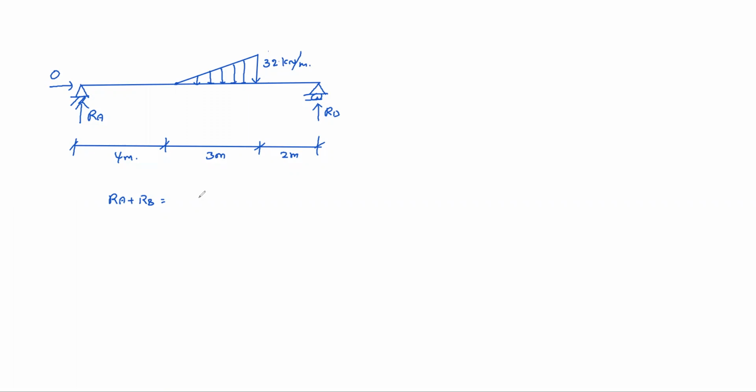Total downward force is the uniformly varying load. So how to calculate that? Varying load means it is the area of the triangle. That means half into 3 into 32. Half into base, which is 3. The intensity at one end is 32 and at the other end is 0. Otherwise you can think like this also: average, because it is linear variation, 0 plus 32 by 2, that is the average intensity into length. You can think like that also.